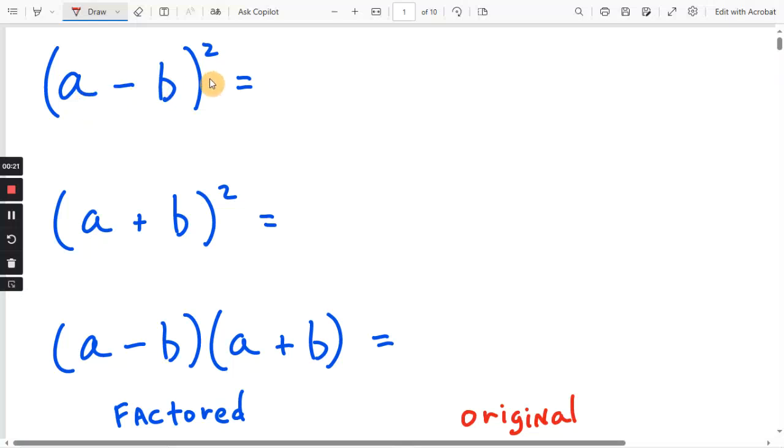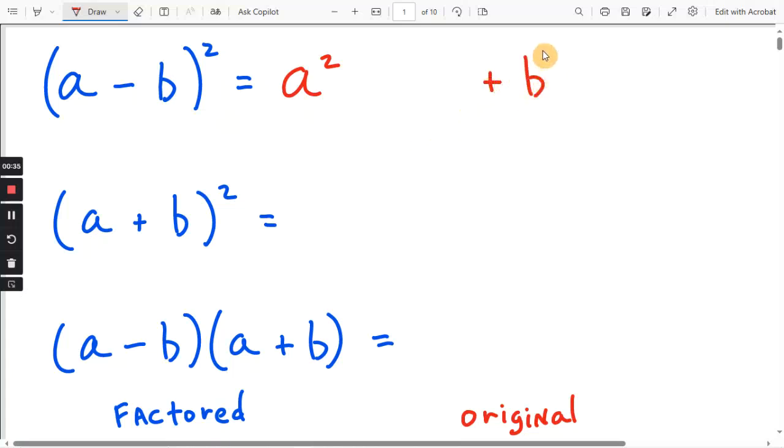If you were to do a minus b squared, if you were to use FOIL, a times a, you would get a squared. Negative b times negative b for the last term, you would get positive b squared. And if you did the inner outer, you would get negative ab plus negative ab, and that's negative 2ab.